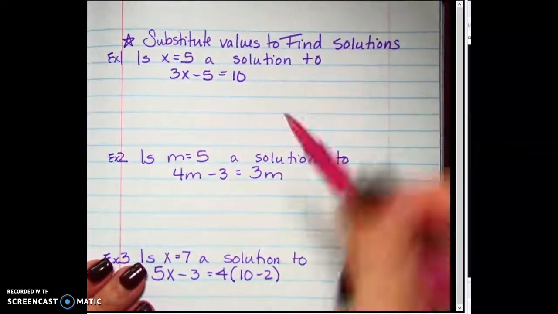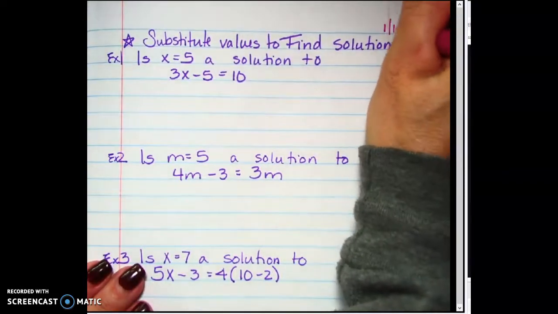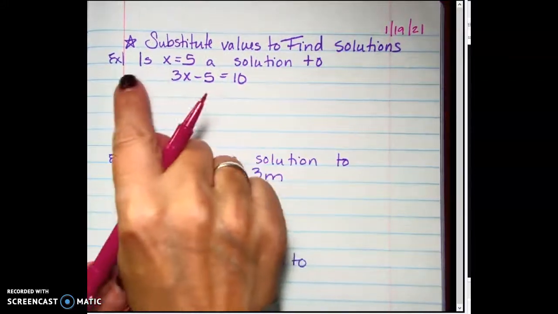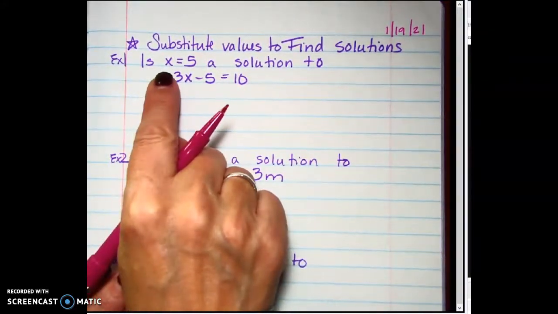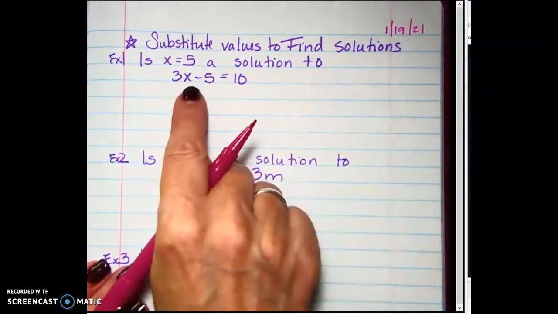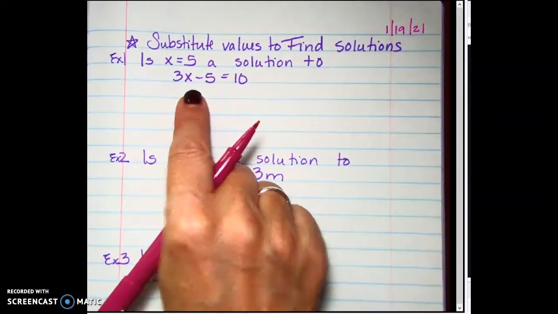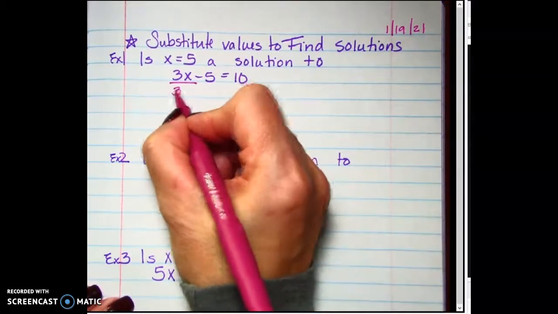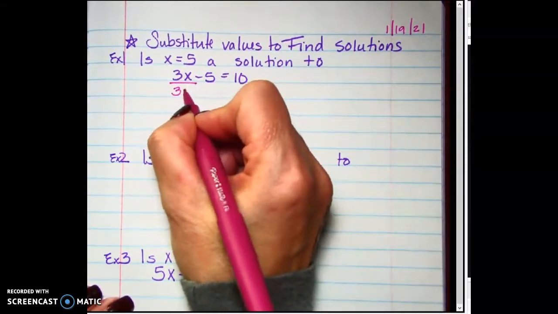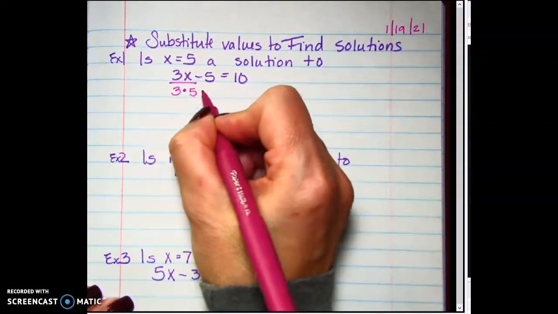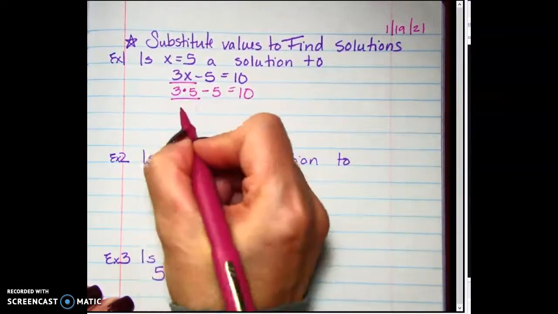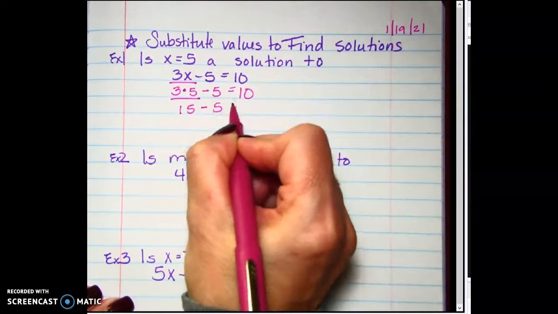So here's some information. Again, I'm going to write my date because I like to know when I did the work. Substitute values to find solutions. So here they give me x and it asks me this question: is x equals 5 a solution to this problem here? So my very first step is I substitute and I say 3, and I know when I see a number with a variable it means multiply. 3 times 5 minus 5 equals 10. PEMDAS tells me to multiply, so I have 15 minus 5 equals 10.